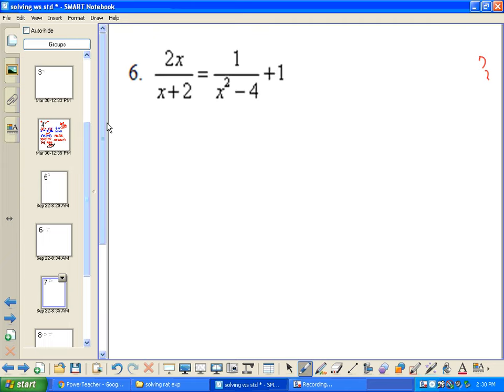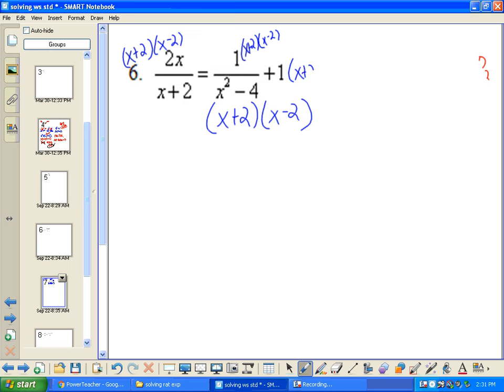Now, factor at the bottom, x plus 2, x minus 2. Multiply by that denominator. So multiply this side by x plus 2, x minus 2. Multiply this one by x plus 2, x minus 2. And don't forget this one, x plus 2, x minus 2. And if you need to, put a 1 under there. Okay, now, cancel.